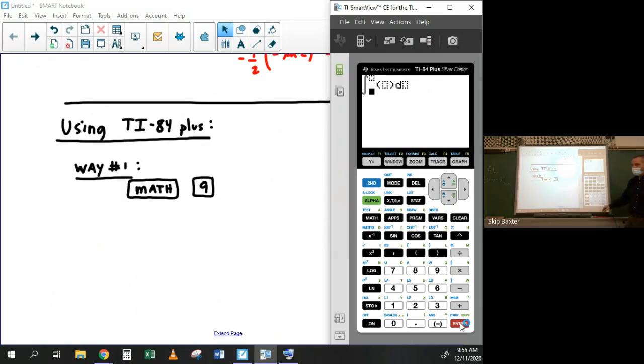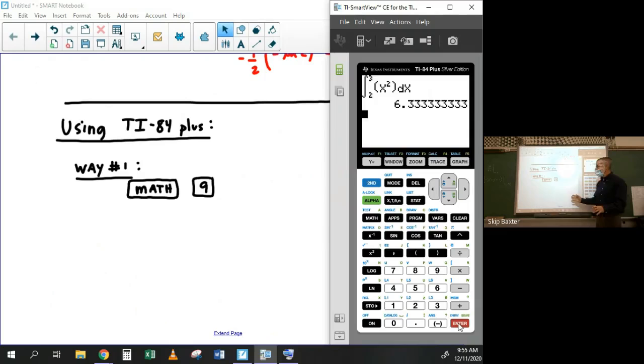So if I wanted to integrate from 2 to 3, I press 2, the up arrow, 3, right arrow to get into the parentheses, x squared dx. You have to type in the variable you're working with, and it gives you the answer. 19/3 is the answer that we got. Okay, so that's one way to do it.